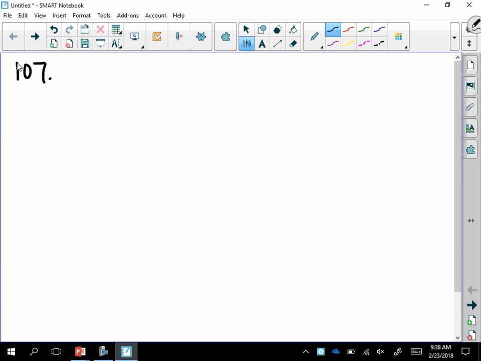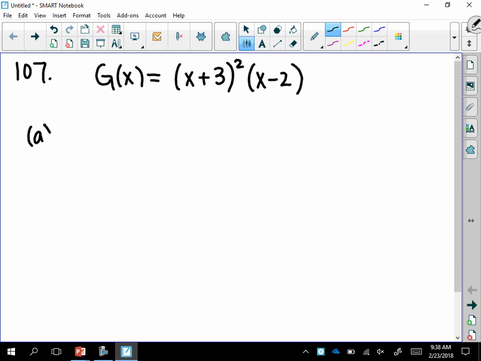Alright, 107, it gave you the function, the polynomial g of x equals, and it's written in factored form for you, (x plus 3) squared times (x minus 2). And we'll go ahead and do part A. Part A said to identify the x-intercepts of the graph of g. And that's pretty easy here because this is written in factored form for you. So if you're finding the x-intercepts, you're just finding what's going to make g of x 0, or y 0. So what would those x-intercepts be? Yeah, negative 3 and then positive 2.